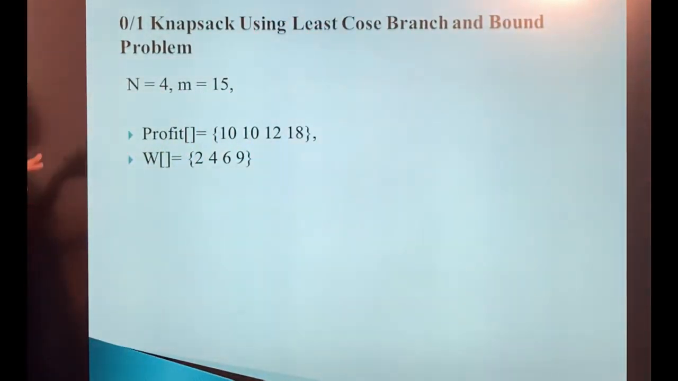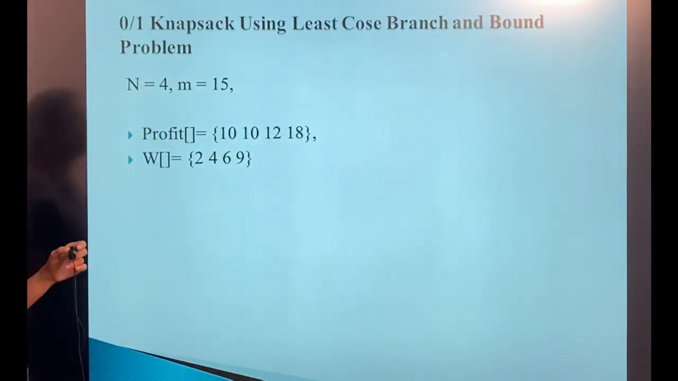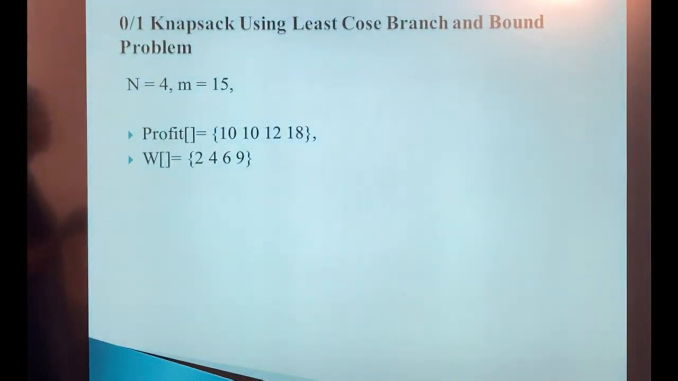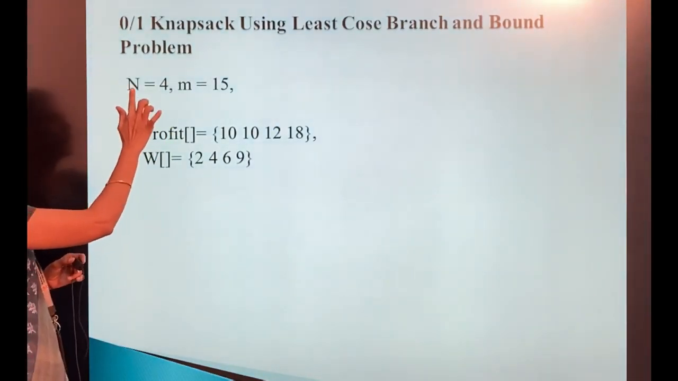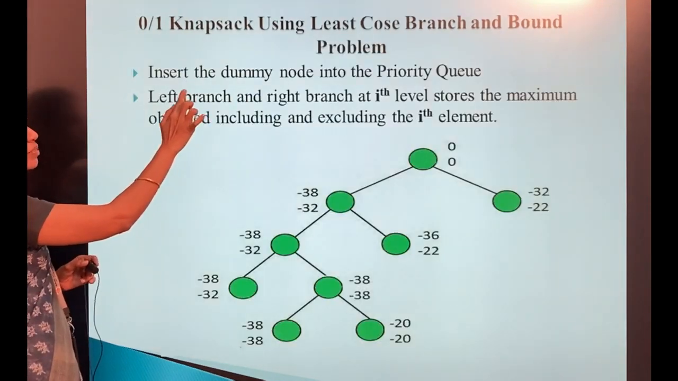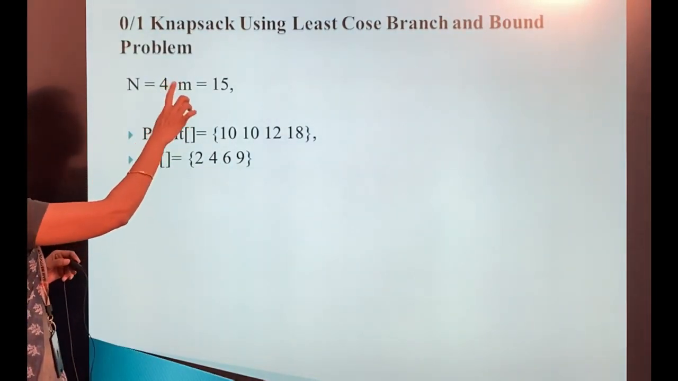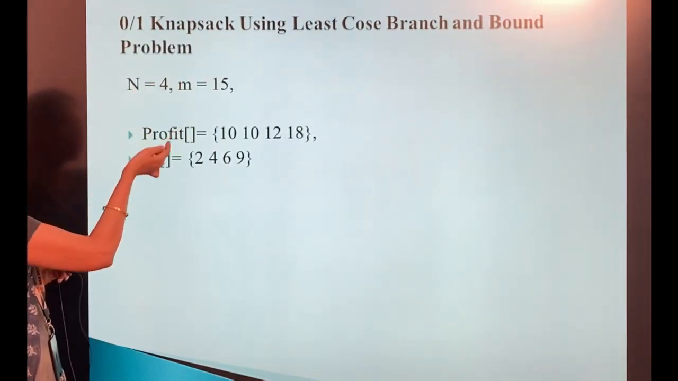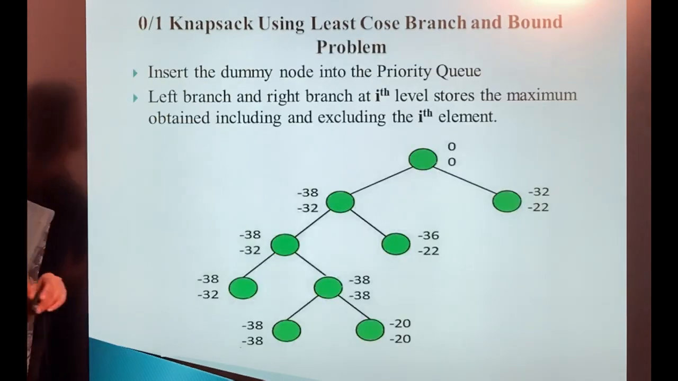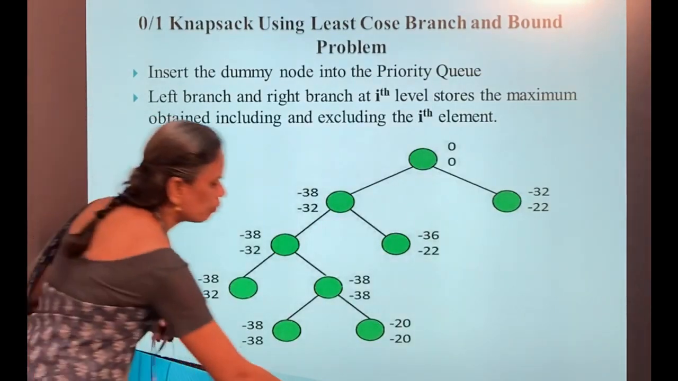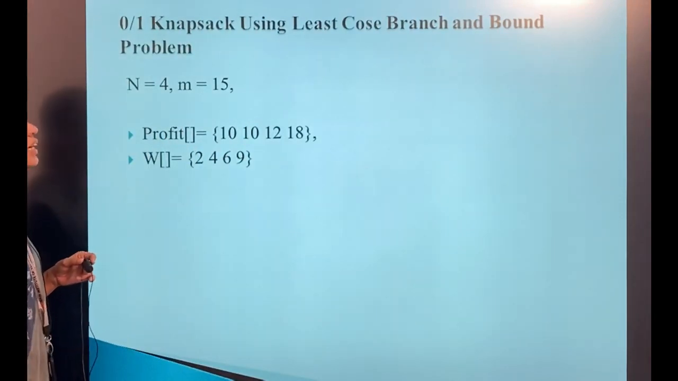So for this problem, we are going to construct a state space tree for 0/1 knapsack using least cost branch and bound. Here we have 4 objects, n represents the number of objects, and m represents the maximum capacity of the bag. We are going to place the objects to get the maximum profit. Either we can include object 1, 2, 3 or 4, but the profit of the objects included into the knapsack should be maximum.